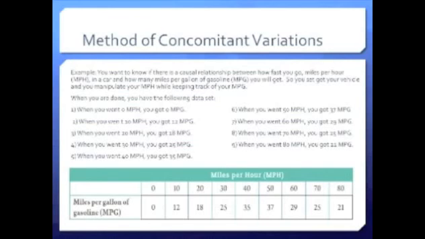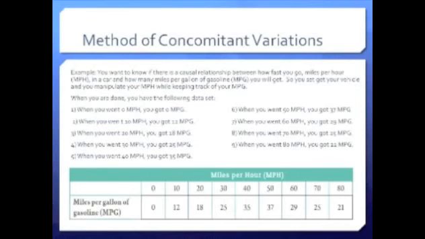You get your vehicle and you manipulate your miles per hour while keeping track of your miles per gallon for each time you change your miles per hour. When you are done, you have the following set of data. When you're going 0 miles per hour, you got 0 miles per gallon. When you went 10 miles per hour, you got 12 miles per gallon. When you went 20 miles per hour, you got 18 miles per gallon, etc. Note that your experiment provided you with the data that you would use in order to employ Mill's method of concomitant variation. Now that you have some data, you may employ Mill's method of concomitant variation in the following way.